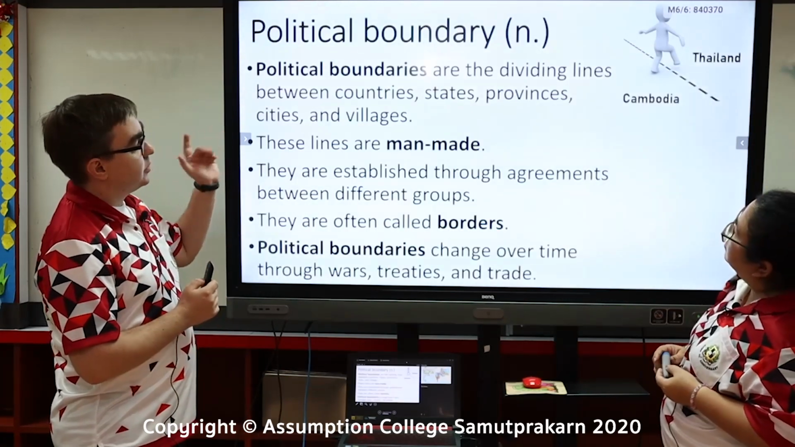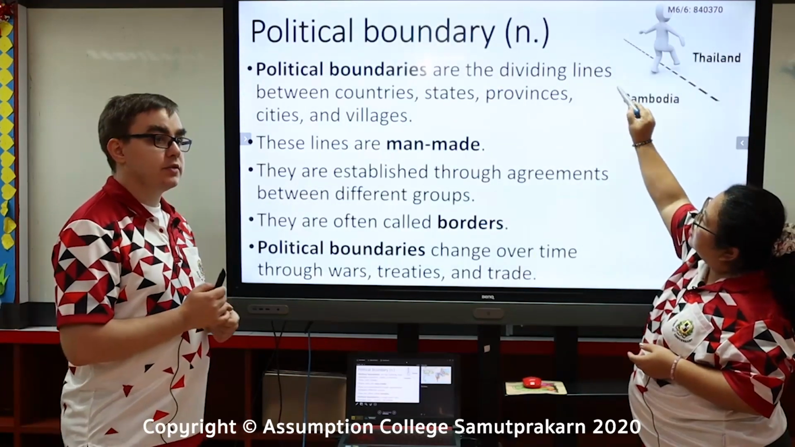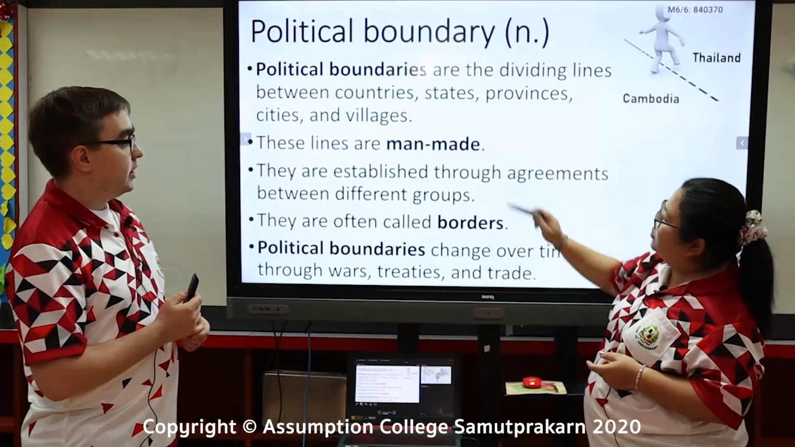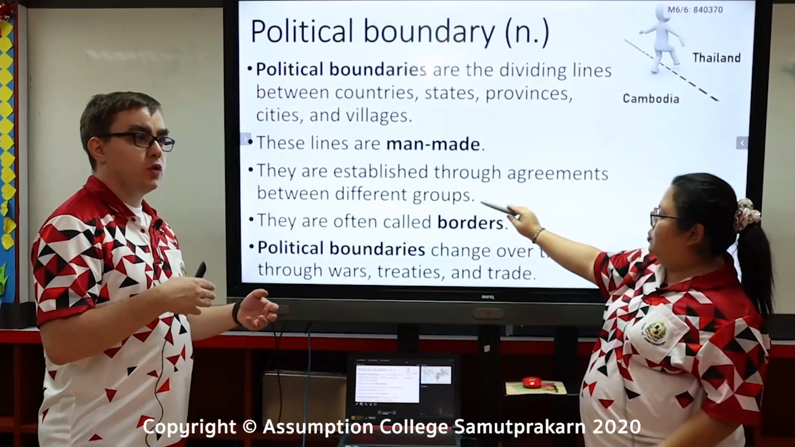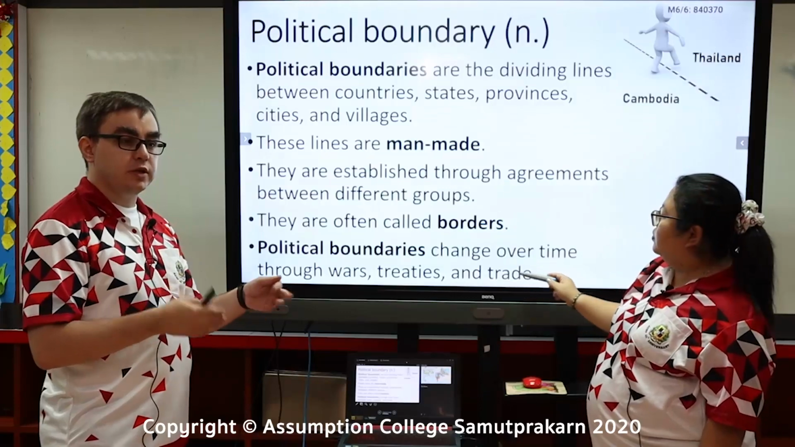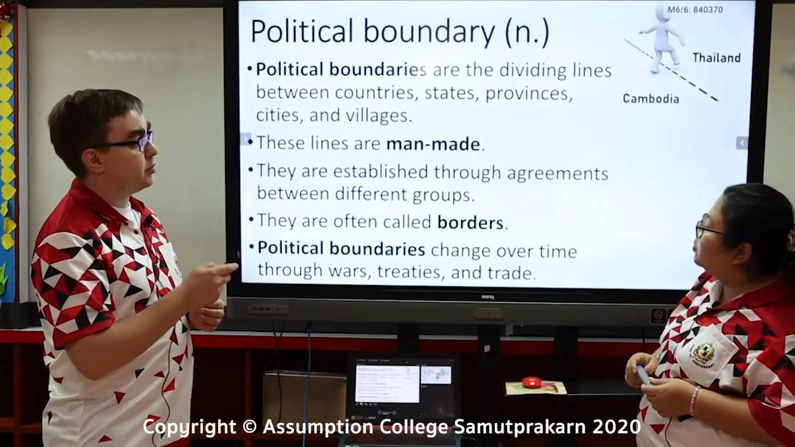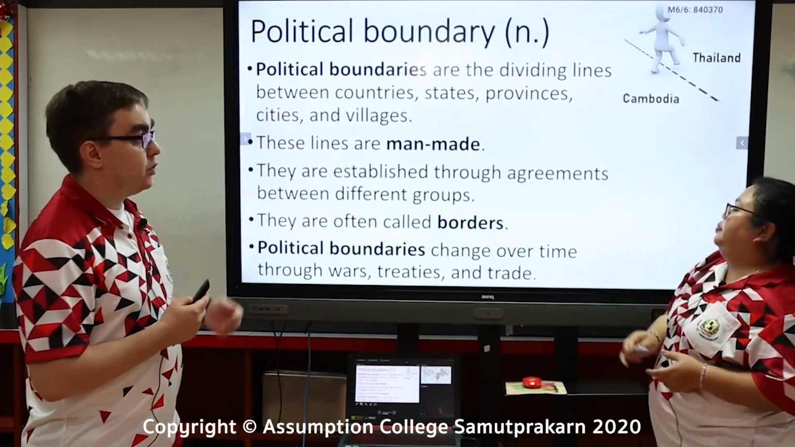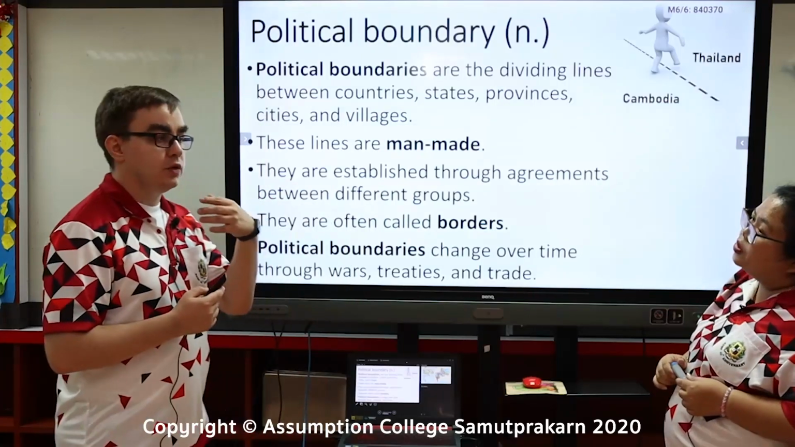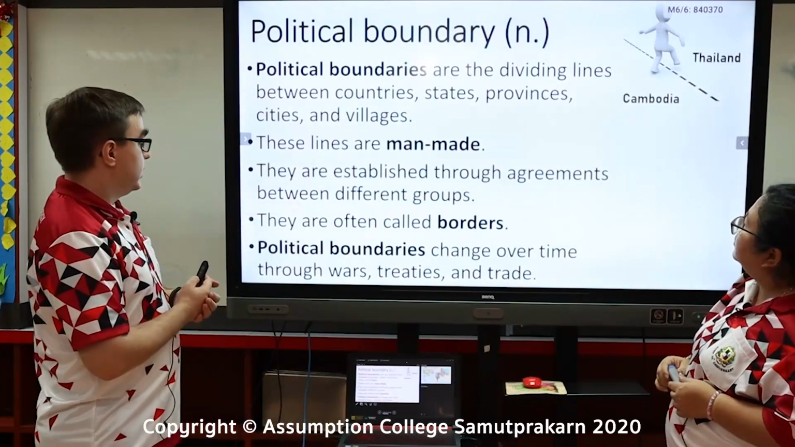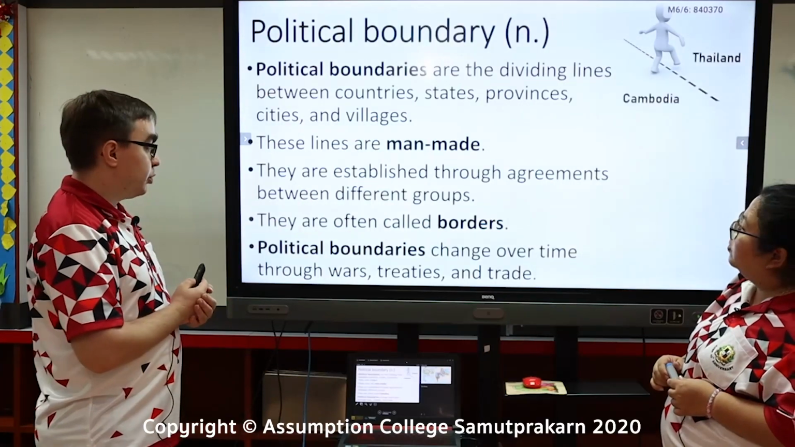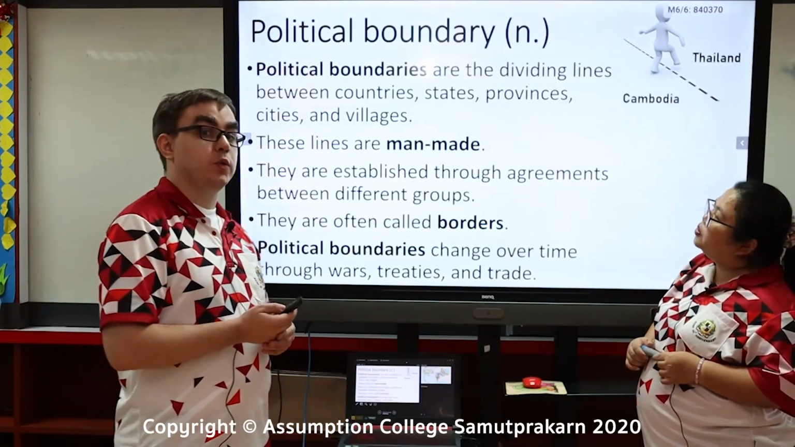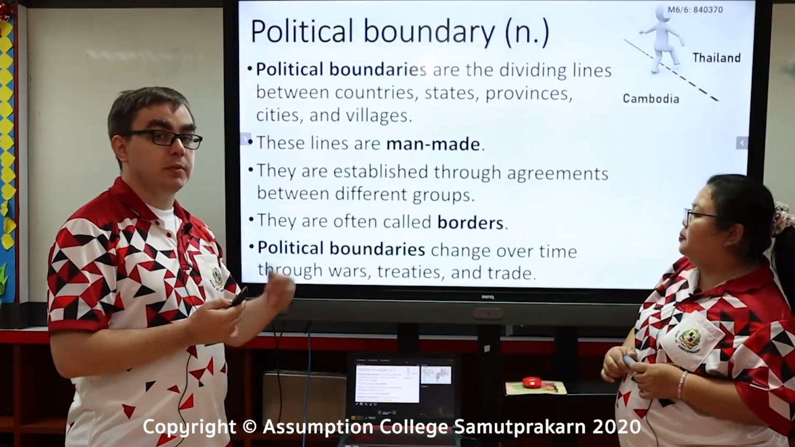So political boundaries, what are they? They are dividing lines that were basically designed by humans. Yes, they are man-made. They were established through all kinds of agreements between different groups. Like two countries, they agreed that the border between Thailand and Cambodia is in this place. So when you cross a boundary, you enter another country. Okay. They can also be called borders, and they can change over time due to, for example, wars, when one country takes some land away from another country.